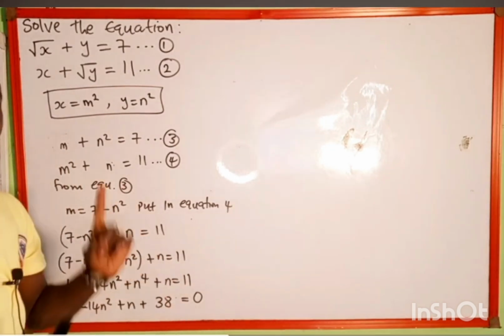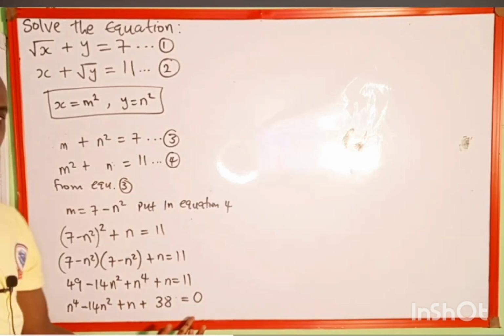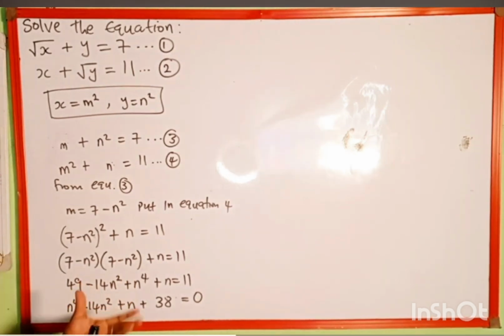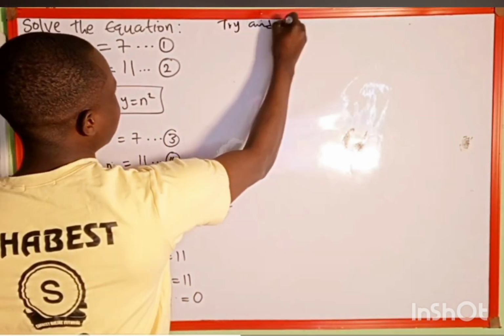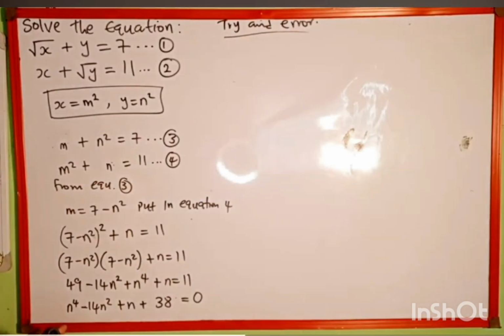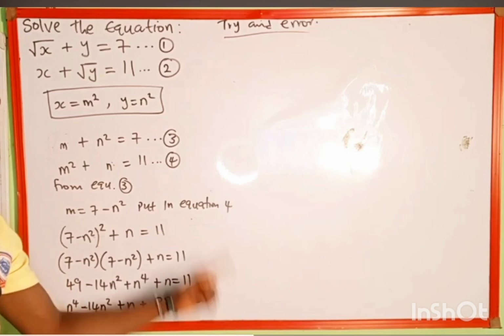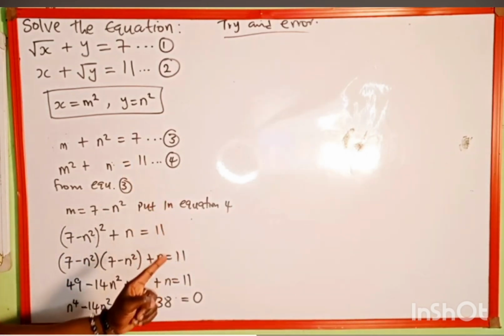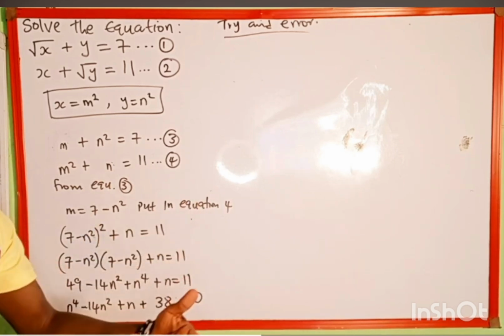The next thing we're going to do is to get one of the values of n that will satisfy this equation. To get the value of n, we're going to use what we call trial and error. Trial and error, in the sense that we're going to start from 1. Let's assume n is equal to 1, and we plug it into this equation. When the left hand side is equal to 0, it's the same as the right hand side, which means n is equal to 1 satisfies the equation. But if the left hand side is not the same as the right hand side, then we try the next number, which is 2.